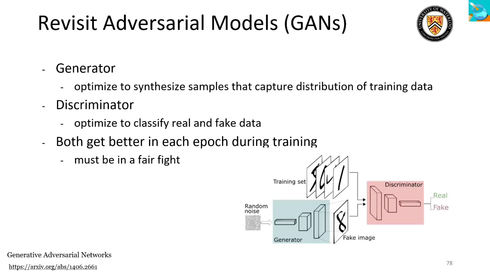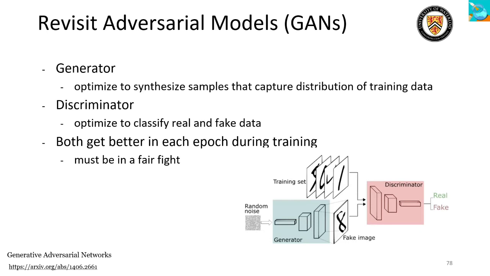But first, let's revisit the adversarial models, the generative adversarial networks, GANs. It has a generator which optimizes to synthesize samples that capture the distribution of training data. Then we also have a discriminator which optimizes to classify the real and fake data. During the training process, a generator will generate a bunch of fake images, while the actual training data and the fake data are both fed to the discriminator, so that the discriminator has to tell which one is fake or real.